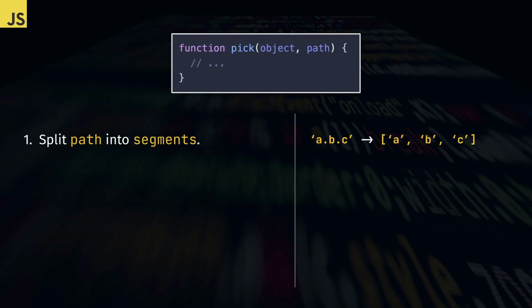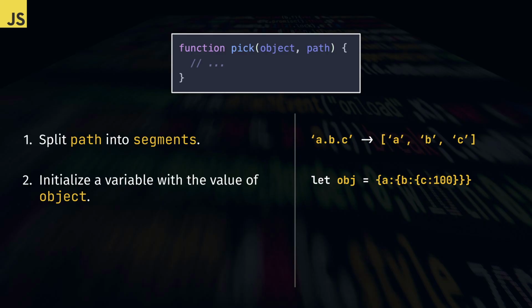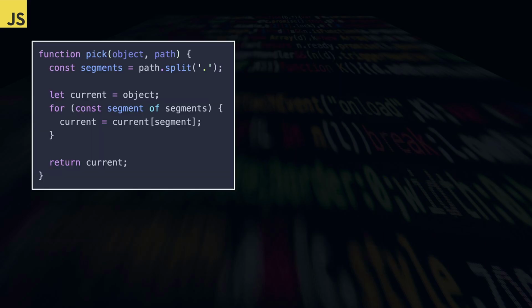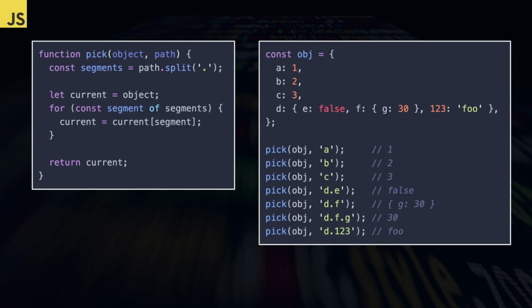Here's an example. Split the path by the dot into an array of segments, start with the object passed, and for each segment keep digging into the object so that we go from object A to object AB to object ABC. Finally, return the value. And this is JavaScript code doing all that.